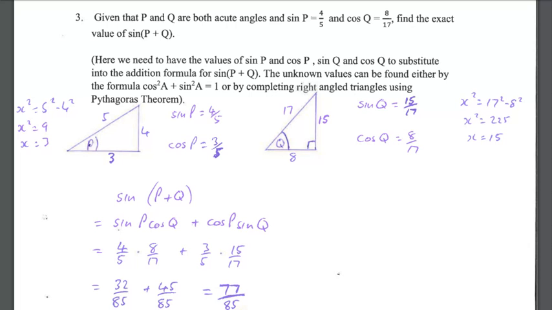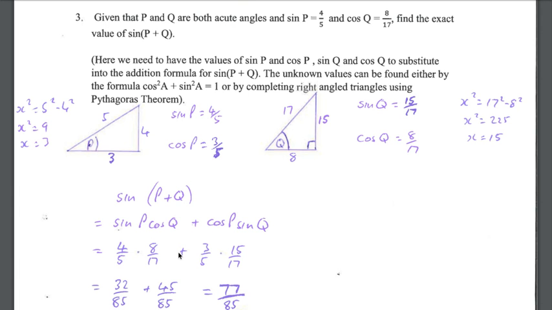So question 3, given that P and Q are both acute angles and sine of P and the cos of Q are given, find the exact value of the sine of P plus Q. Okay, so we're seeing the sine of P plus Q there, so we're going to have to use the addition formulae. So if we expand, we get sine P cos Q plus cos P sine Q. Again, that's just coming from the addition formula given in the previous video.